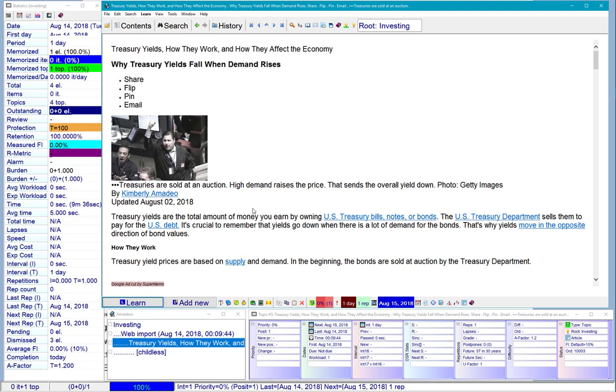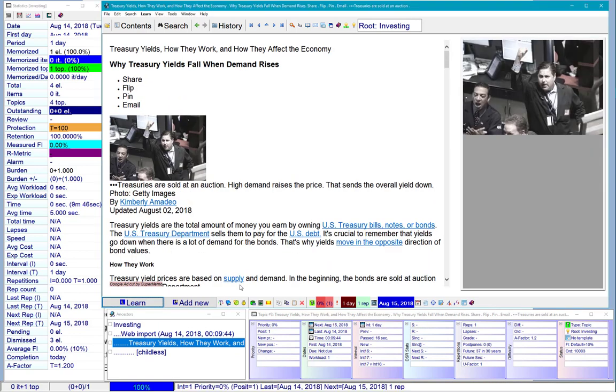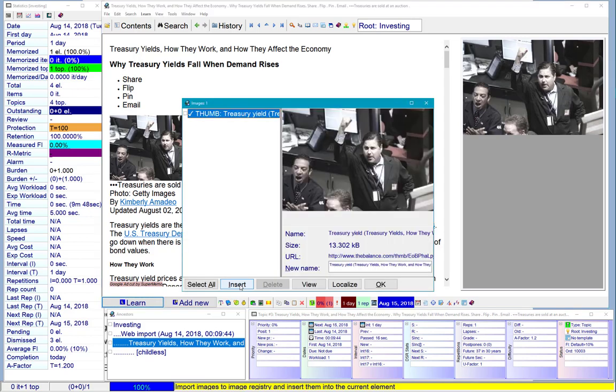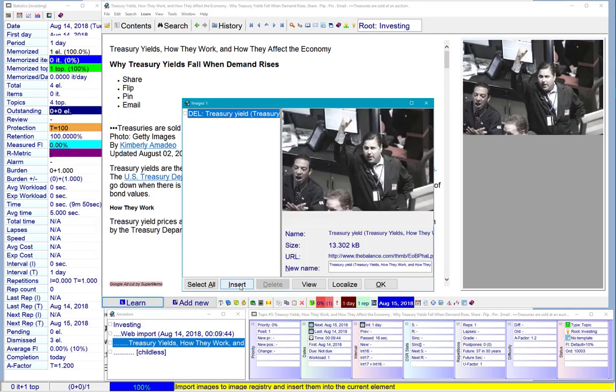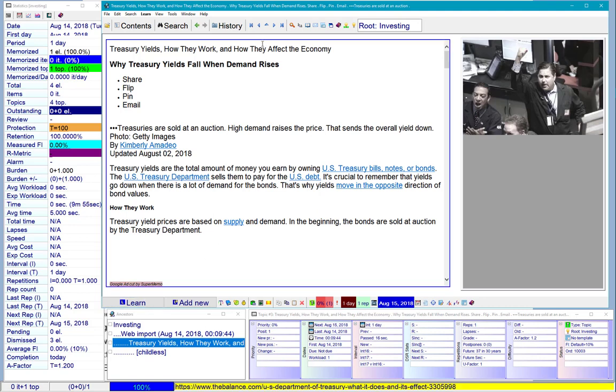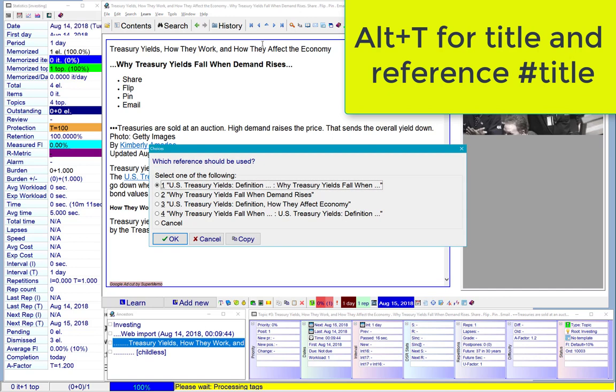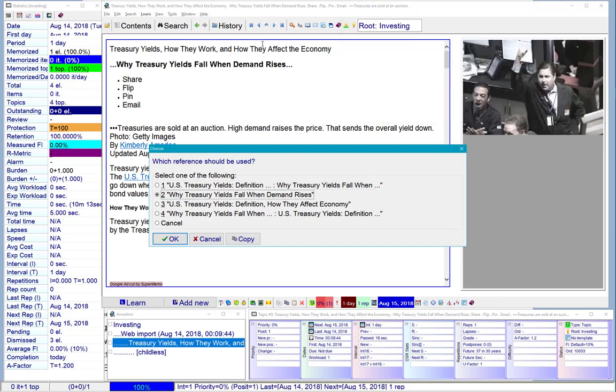Let's first illustrate with the picture. Maybe let's get rid of all the other pictures. Actually, there's only one. Delete current image, yeah. Keep it clean. The title. This title is better: why treasury yields fall when demand rises? Let it be my title. I'll select it and choose Alt-T. Alt-T is for title. Do we keep the old title? No. Just why treasury yields fall when demand rises.